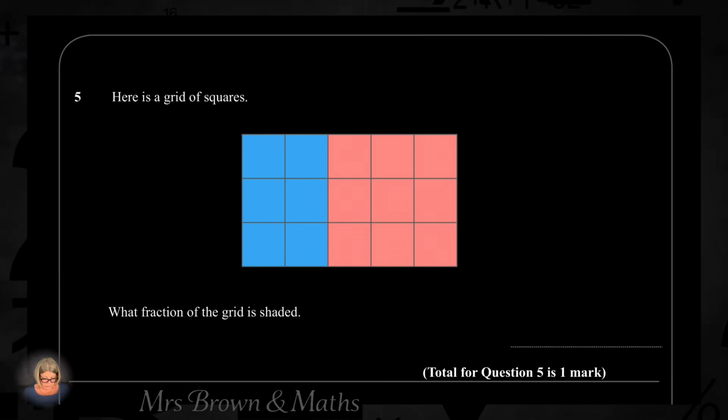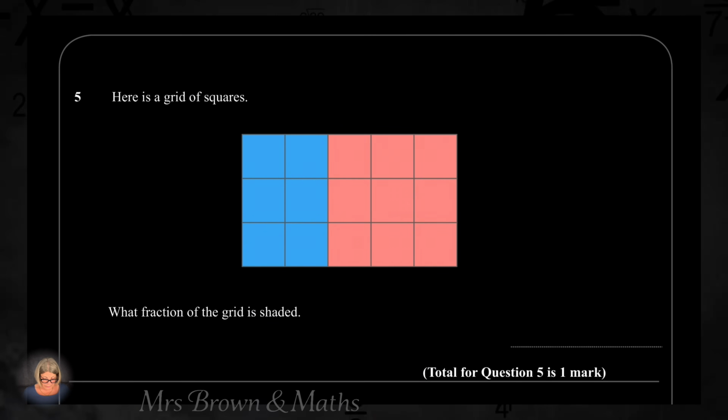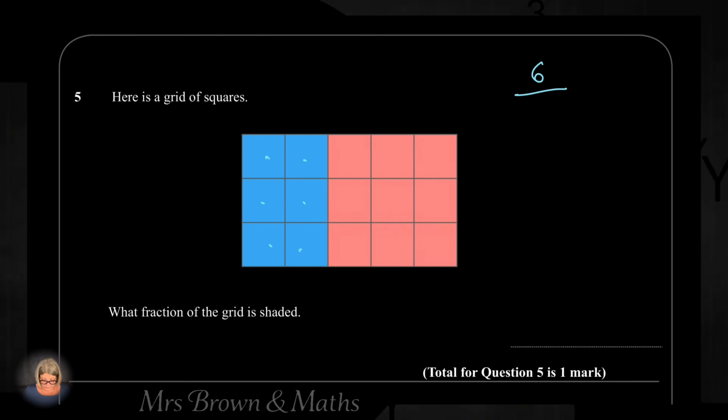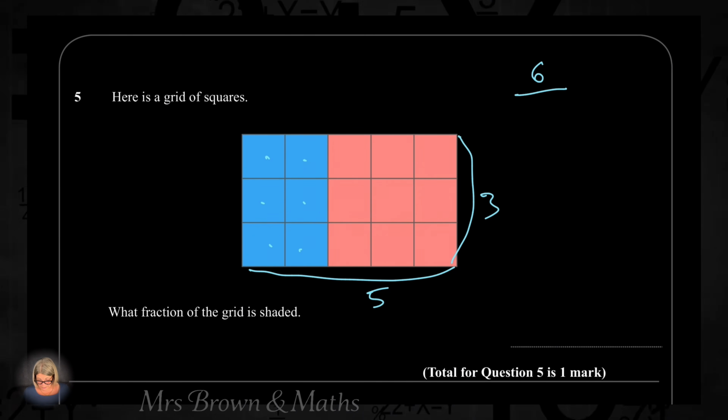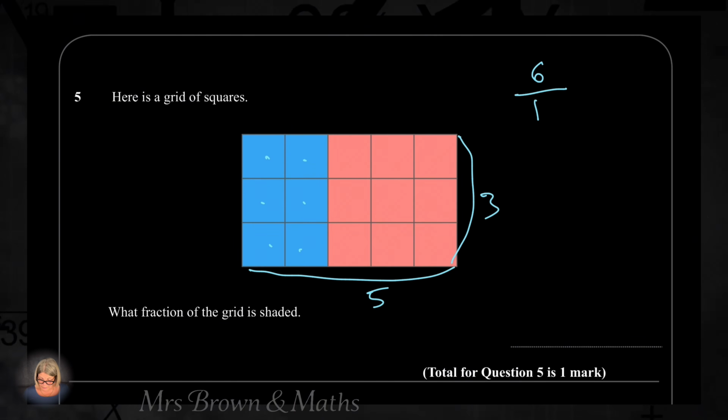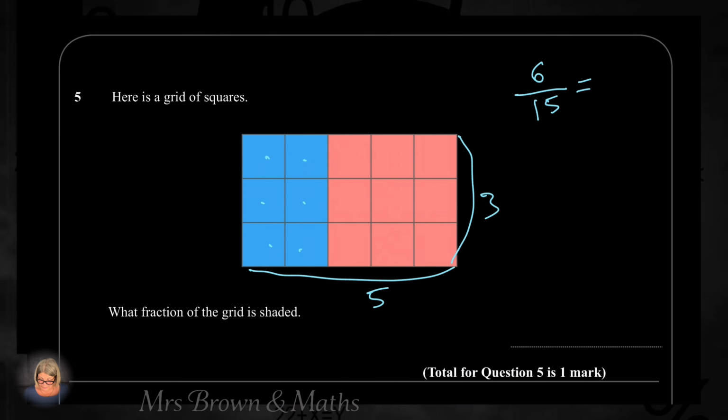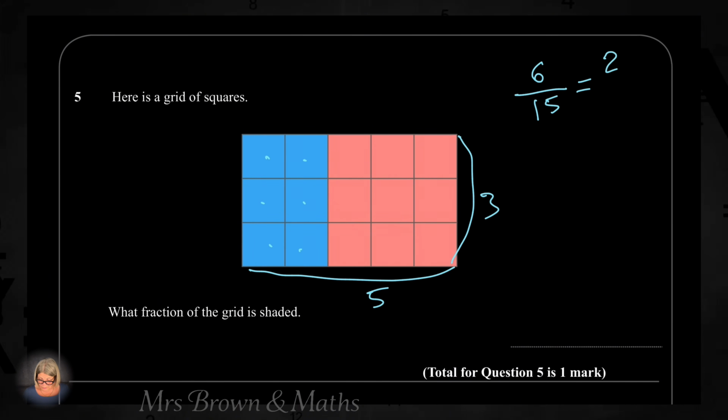Right, question 5. Here's a grid of squares. What fraction of the grid is shaded? Shaded side is a blue one. Right, first of all, let's count shaded squares. 1, 2, 3, 4, 5, 6. So 6 over what is total? 5 here, 3 here, and it is 15. But I can simplify, divide top and bottom by 3, and it will be 2 over 5. That is my answer.